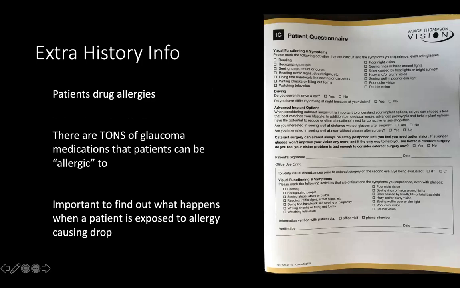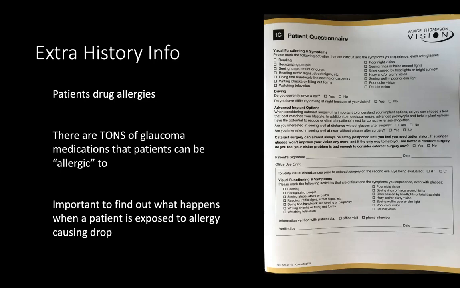And then to finish up, I believe, on some of this extra history info, we want to collect things like drug allergies, because there are a variety of drugs that we use in ophthalmology that may be related to drugs that they're allergic to. Sulfa is a common one. Sulfa is in a few of the medications that we use for antibiotics or glaucoma medications.